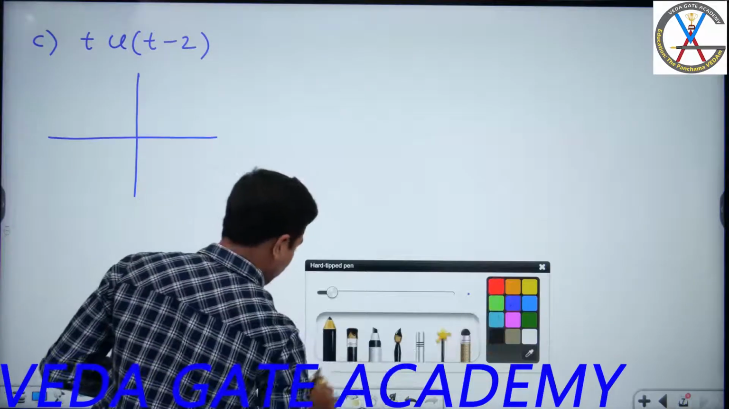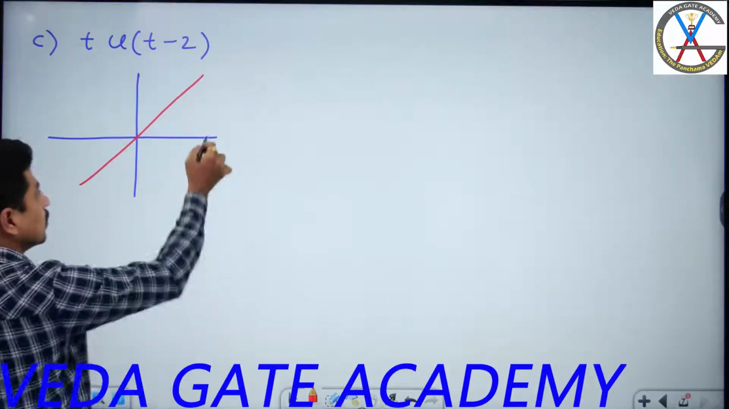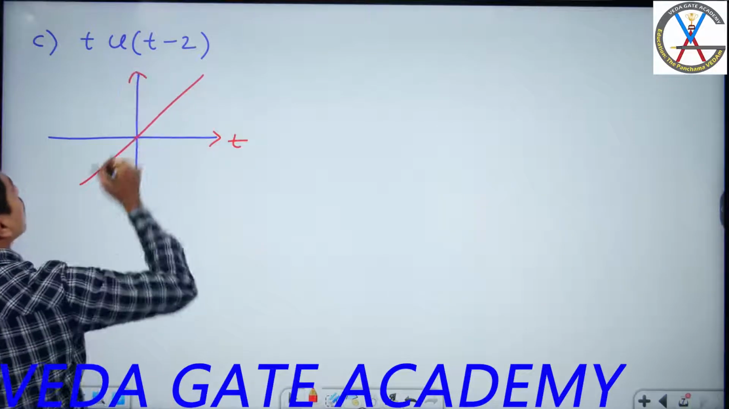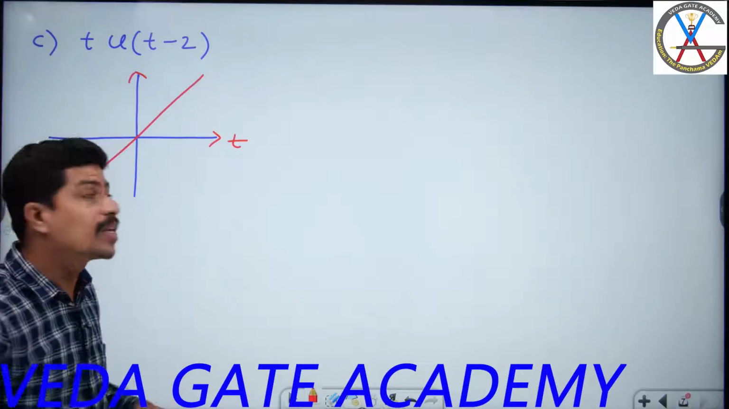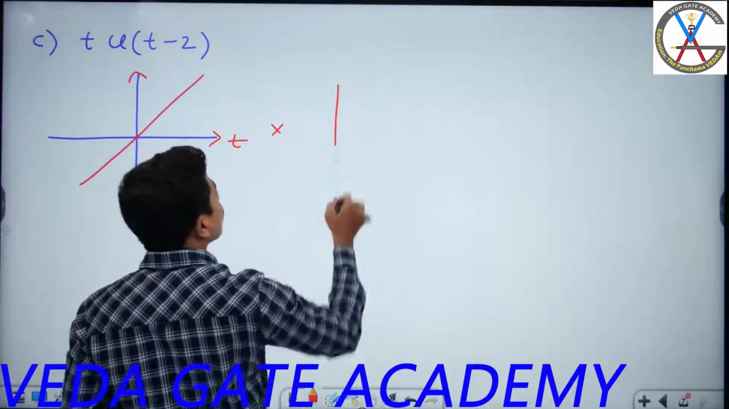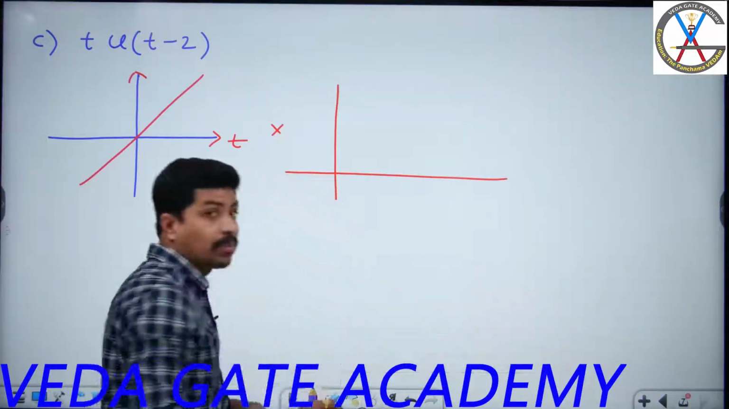Yes, this is the graph of t. Yes, that is t. To this one, what do we have to multiply? We have to multiply with u of t minus 2. u of t minus 2 means where the signal will start: the magnitude 1 will start from t equal to 2 onwards.